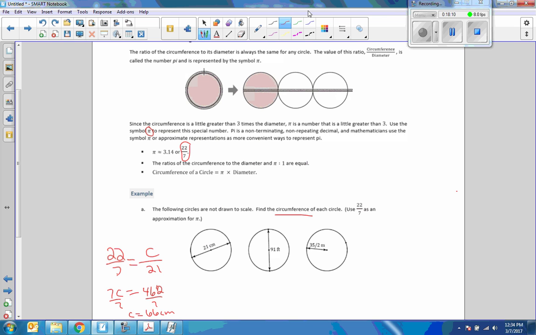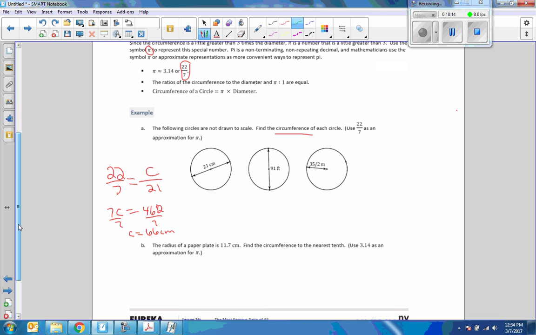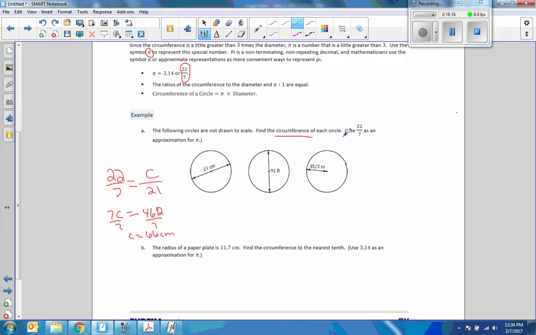Okay? So again, this is just repetition. See if you can try these on your own. Pause the video and come back. Okay? Now let's take a look. 22 over 7, which is our pi approximation, equals circumference over diameter. Cross multiply. 22 times 91.